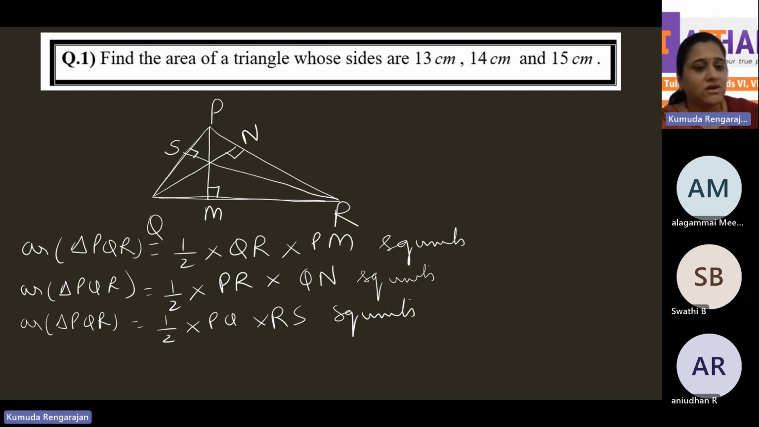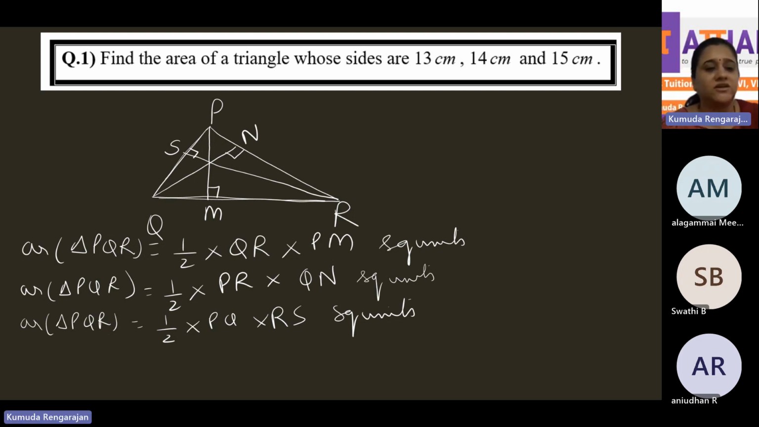So whichever formula you use here, you'll get the same answer. The answer will be the same. Even if it is a decimal value, it will be exactly the same decimal value. There will be no change absolutely.